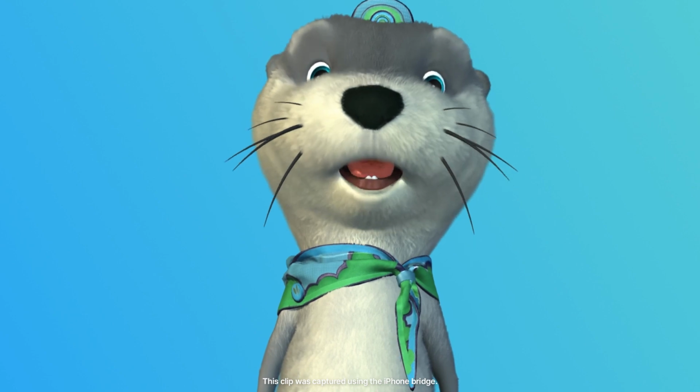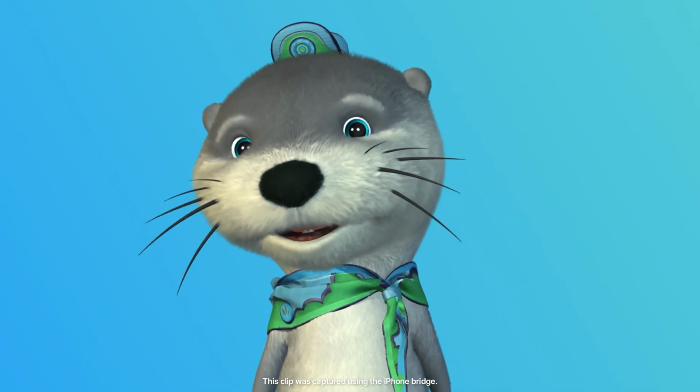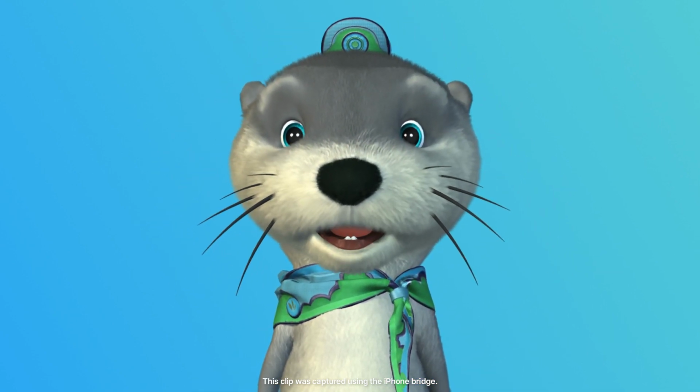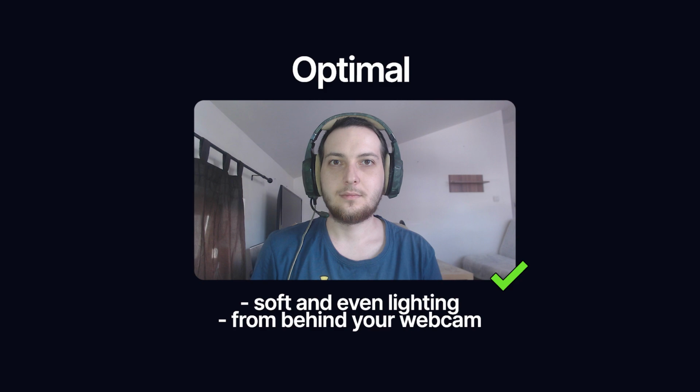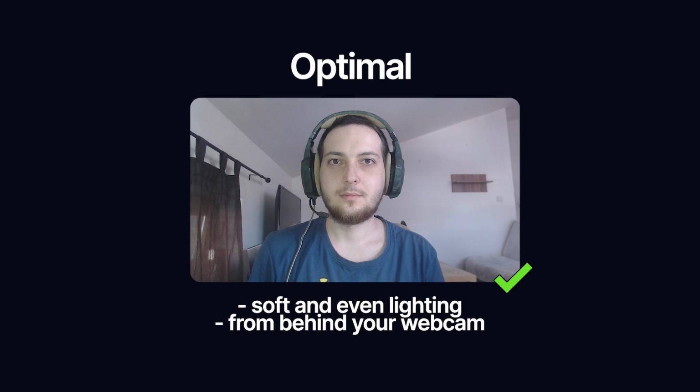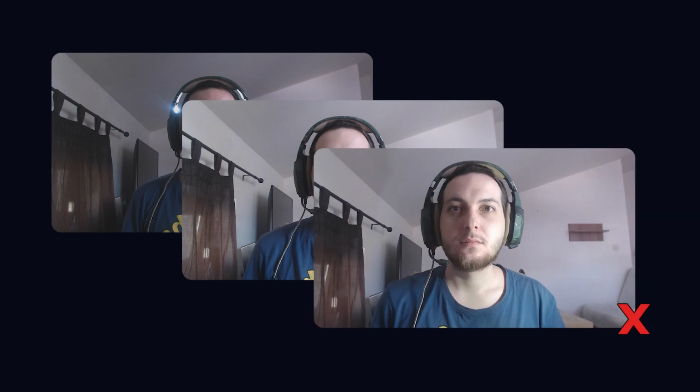Today we're going to show you how to optimize mouth and lip tracking in Animaze. Setting up proper lighting is the most important thing you can do to maximize tracking quality. Your face should be evenly lit by soft light coming from behind your webcam. If your face is backlit, partially illuminated, or has shadows over it, tracking accuracy will decrease.